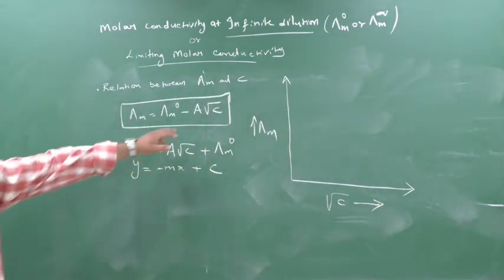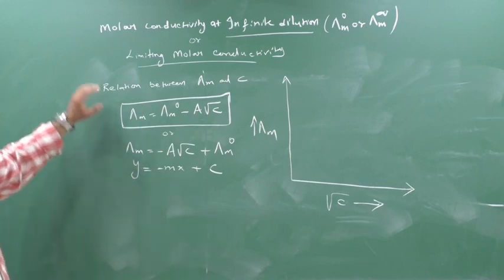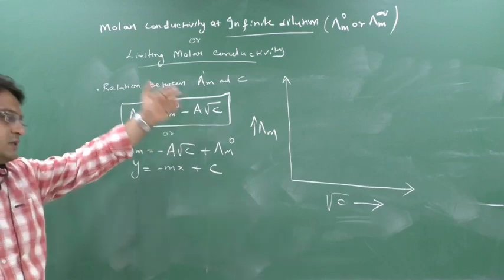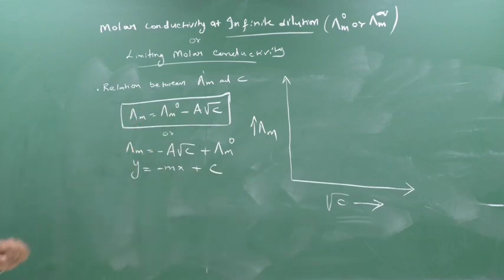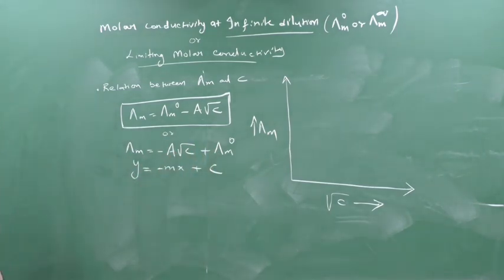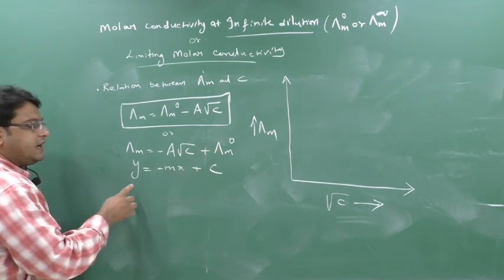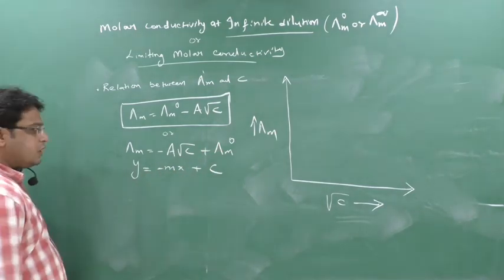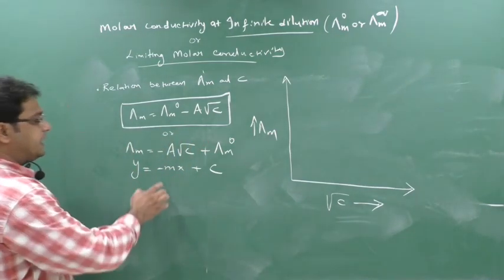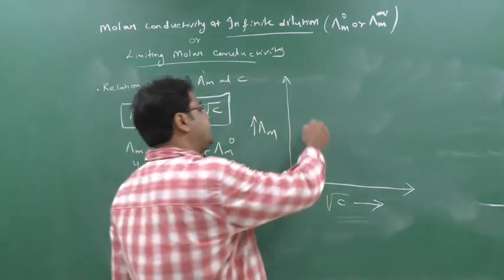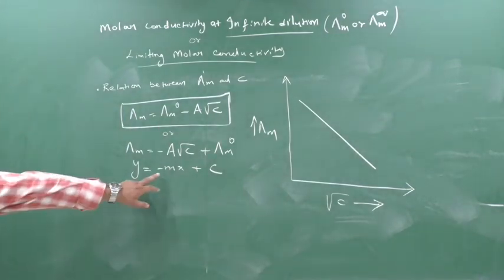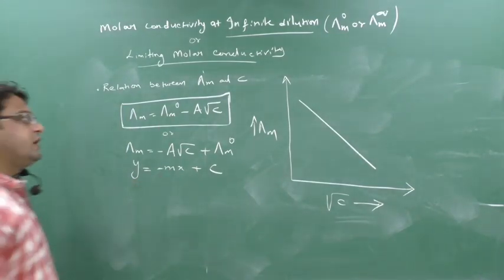Now the question comes, why root C? This is an equation you have to remember: the relation between lambda m and C is given by lambda m equal to lambda m naught minus a root C. If I rearrange it, I get lambda m equal to minus a root C plus lambda m naught. Now this equation is similar to the equation of a straight line, y equal to mx plus C. So on the y-axis lambda m will come, and on the x-axis root C will come. The slope is negative, and whenever the slope is negative, the straight line will come in a slanting position, like this. Clear?